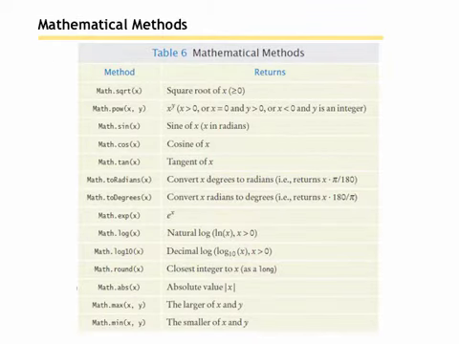Here is a list of mathematical methods. Honestly, we don't need to worry about any of them except Math.pow and Math.sqrt. If we need any of the rest later, we'll look them up, but only focus right now on Math.pow and Math.sqrt.